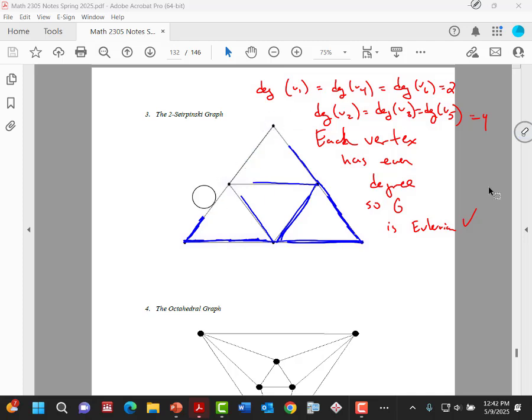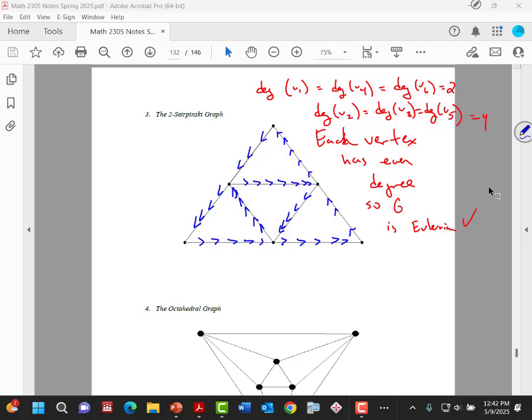So sure, I guess if I want to try and draw it with some directed arrows, I could. So we'll come this way, take a turn, travel the inner triangle, like so, and then the outside as well. So there we have it.